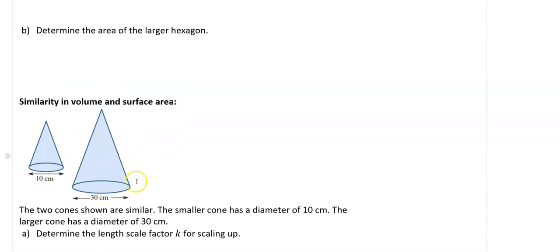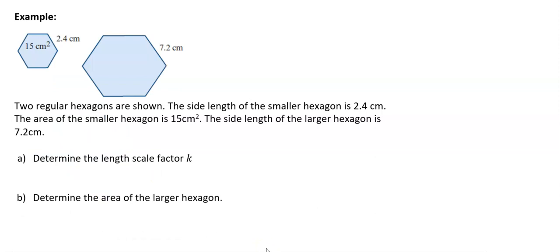Two regular hexagons are shown. The side length of the smaller hexagon is 2.4. Just getting my highlighter there, which we can see. And the area of the smaller hexagon is 15 centimeters squared, so that's the area within the shape. And the side length of the large hexagon is 7.2. Determine the length scale factor.